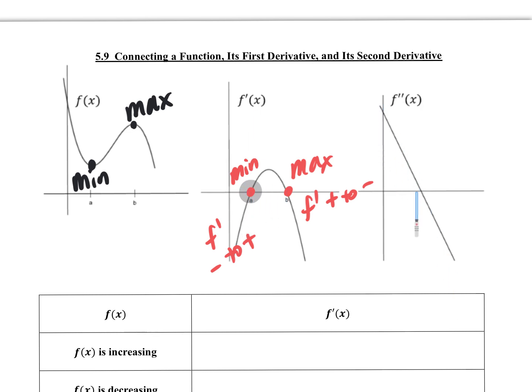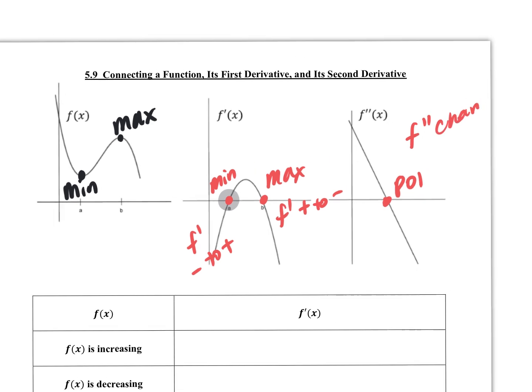Ooh, this is an f double prime graph. What is my function looking like here when my f double prime values are positive? It's concave up. What's happening here? Well said. Then it's concave down, so my graph could look a little, why am I drawing such terrible stuff? So you're saying right here is where I'd have a point of inflection because my f double prime changes signs. Very good.